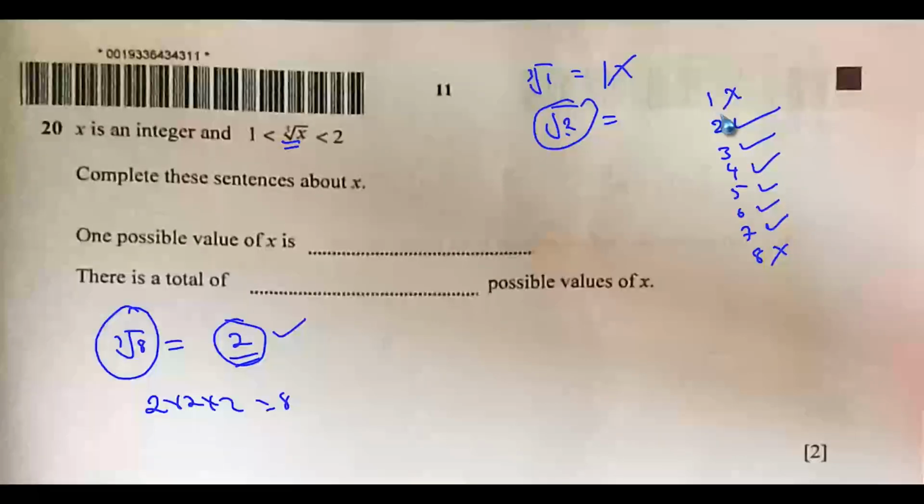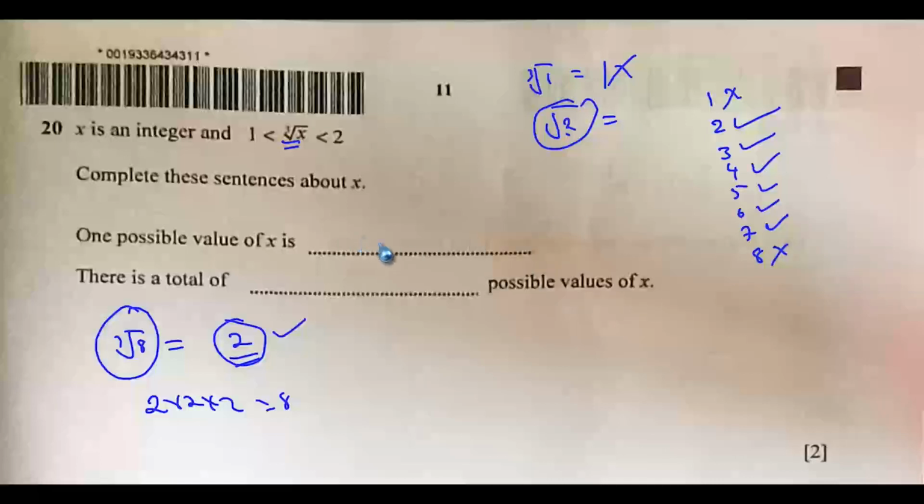So since cube root of 8 is invalid, 9, 10, and so on will also be invalid, because the cube root of 9 and above will be greater than 2. So that means for x you can pick any one of these: 2, 3, 4, 5, 6.